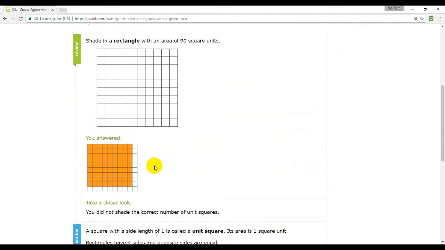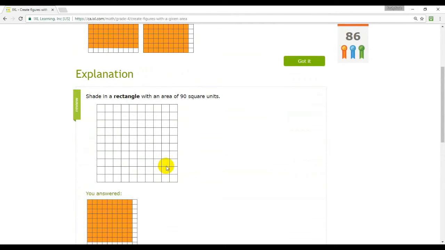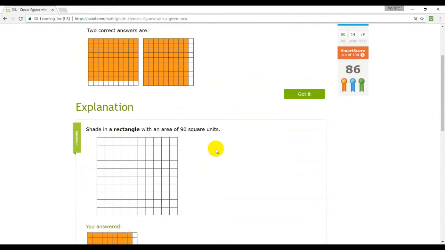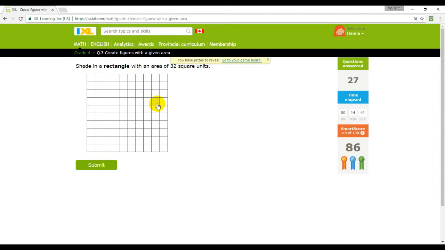Oh yeah. I accidentally shaded 9 instead of 10. So I know. So 32. Okay, that'll be 4 rows of 8s. Gotta get that number right this time. Okay. Okay, that would be 5 rows of 10s, which is 50 square units.